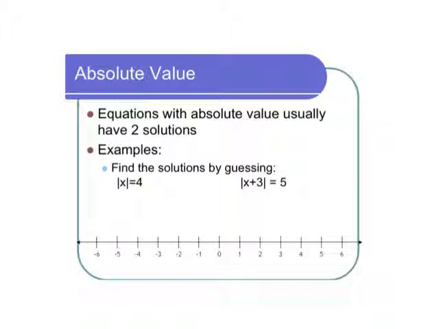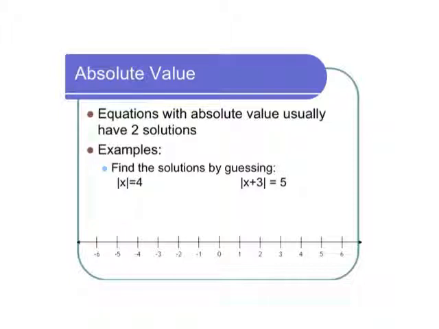when we have equations that have absolute value bars in them, that usually means there's going to be 2 different solutions. Like I said, there'll be 2 different numbers that are the same distance away from 0, one to the left and one to the right. Let's go through a couple of examples here.